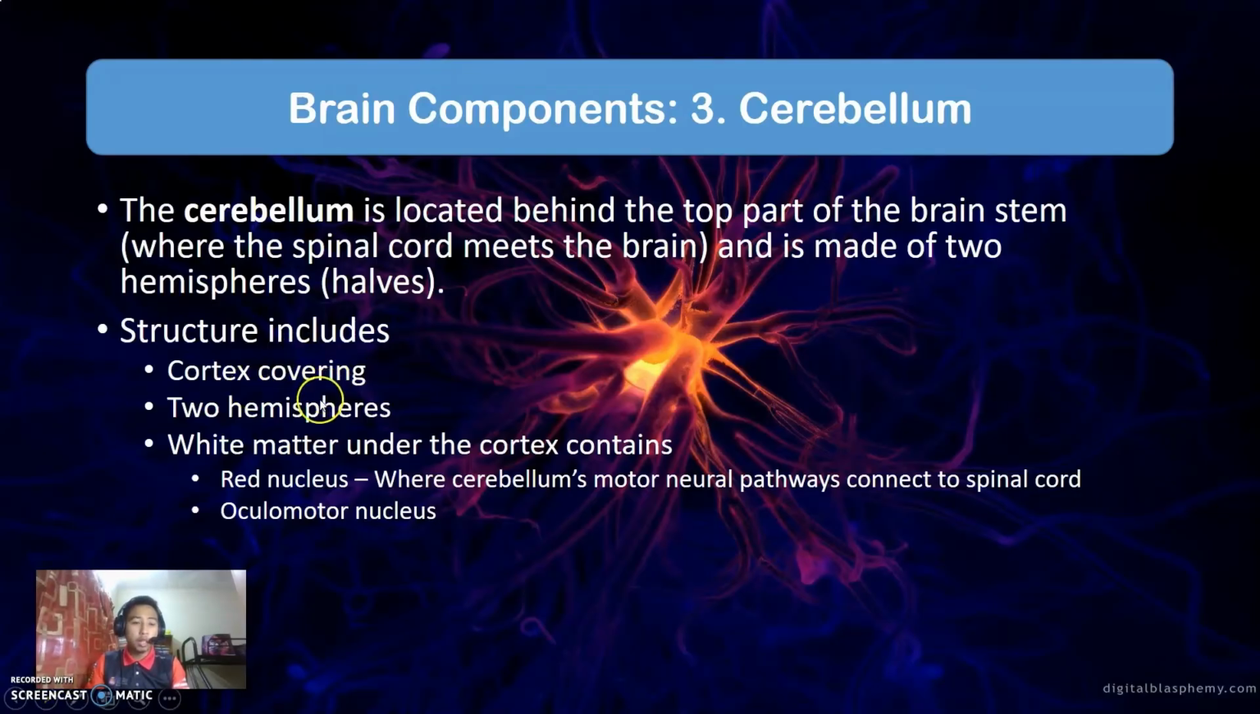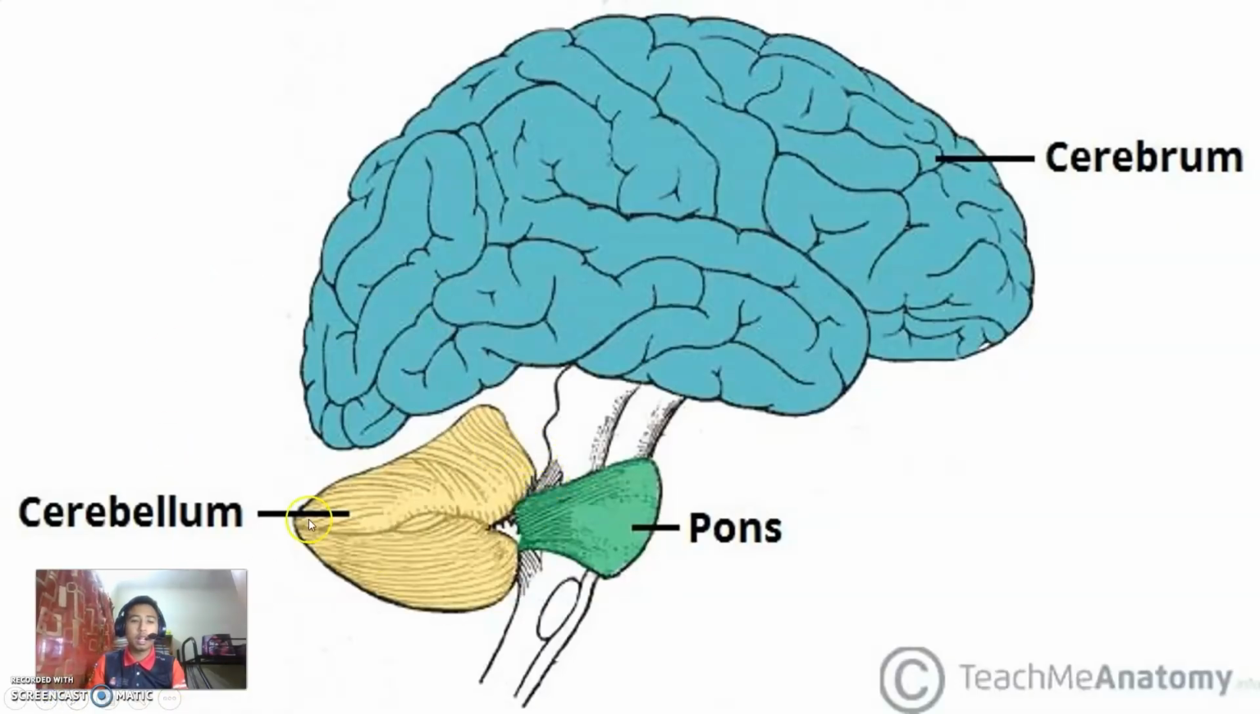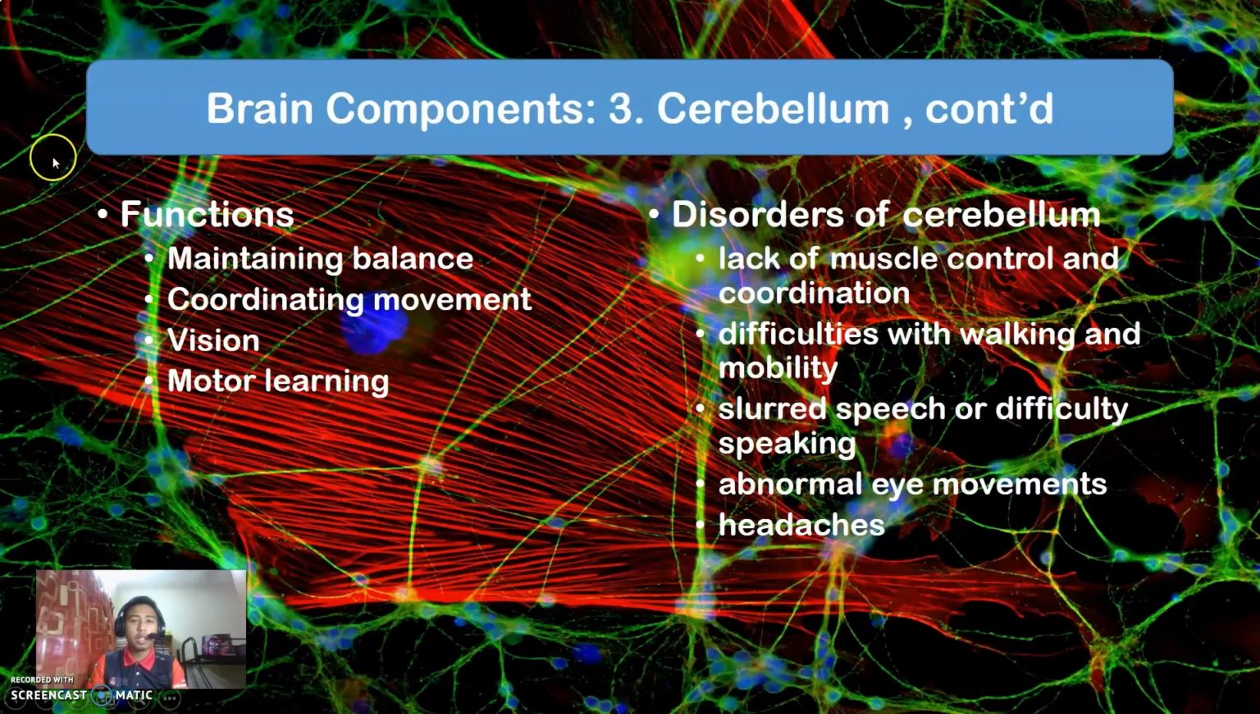I will go to the next brain component, which is the cerebellum. The cerebellum is located behind the top part of the brainstem, where the spinal cord meets the brain, and is made of two hemispheres. The structure of the cerebellum includes the cortex covering the two hemispheres, and white matter under the cortex containing the red nucleus, where the cerebellum's motor neural pathway connects to the spinal cord, and the oculomotor nucleus. Okay, this is the figure of the cerebellum.